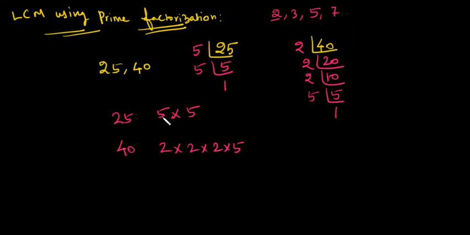Okay. So what are the common factors here? Only 5. So I'm going to circle the common. This 5 with this 5 is common. Any other common factors? No. So you group these two, you write as a 5.